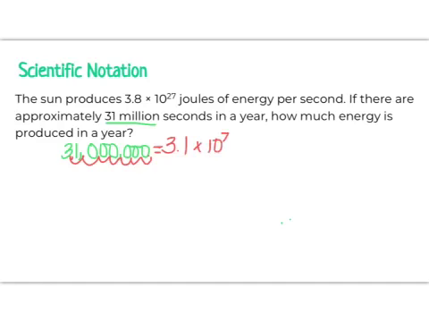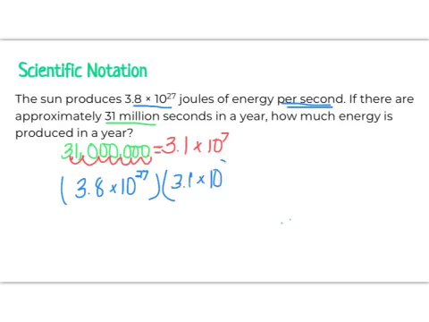Now I need to figure out what operation I'm going to use. I'm basically given the unit rate. The sun produces 3.8 times 10 to the 27 joules of energy per second. For 1 second, it produces that much. Now I know that there are 31 million seconds in the year. So in this case, I'm going to multiply. Again, it's 3.8 times 10 to the 27th power for 1 second. I'm going to multiply that by how many seconds I actually have, which is 3.1 times 10 to the 7th power.